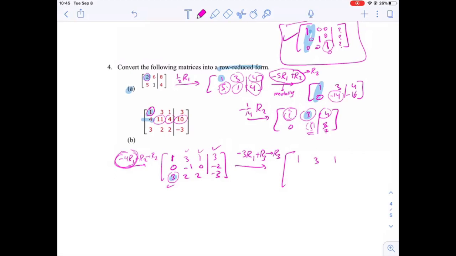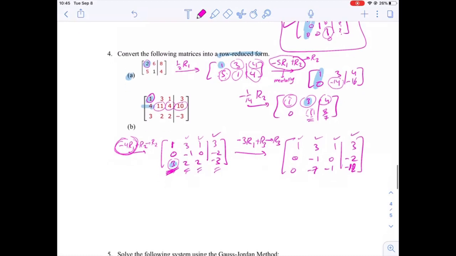So we have 1, 3, 1 and 3, 0, negative 1, 0 and negative 2. Now negative 3 times 1, negative 3, plus 3 is 0. Negative 3 times 3 is negative 9, plus 2, negative 7. Negative 3 times 1, negative 3, plus 2 is negative 1. Negative 3 times 3, negative 9, minus 3, negative 12. Okay.